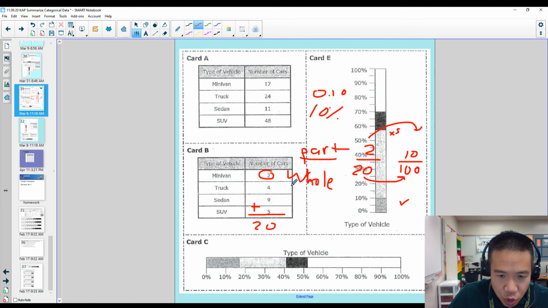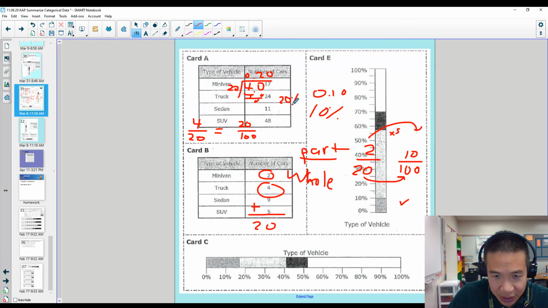Truck. There are 4 trucks, that's the part, out of the whole of 20, so 4/20ths. Another way you can turn a fraction into a percent is by dividing it. What's 4 divided by 20? Can 20 go into 4? No. Can 20 go into 40? 2 times. So it's 0 and 2 tenths. 2 tenths is the same thing as 20 hundredths, which is 20%.